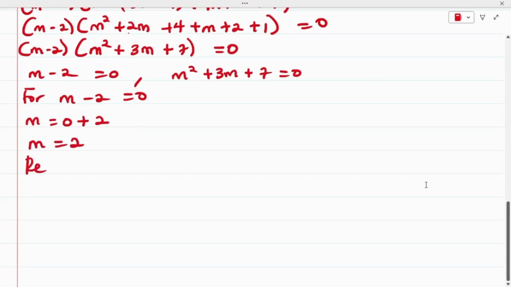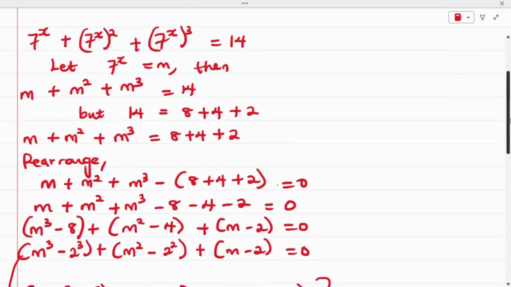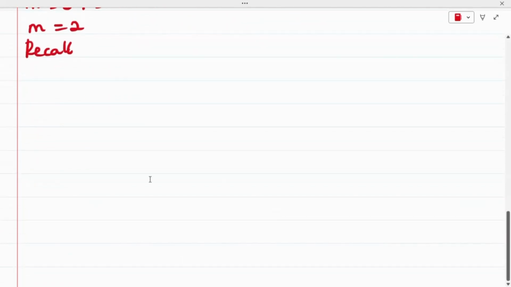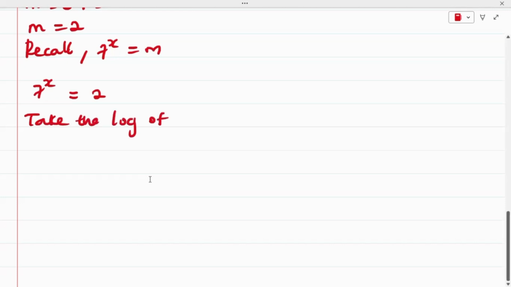2. Now I want to simply recall that at the beginning we said let 7 raised to the power of x be equal to m, right? So recall that 7 raised to the power of x is equal to m. So from here we have 7 raised to the power of x equals 2. Alright, so at this point we want to simply take the log of both sides. So taking the log of both sides, we have log 7 raised to the power of x equals log 2.